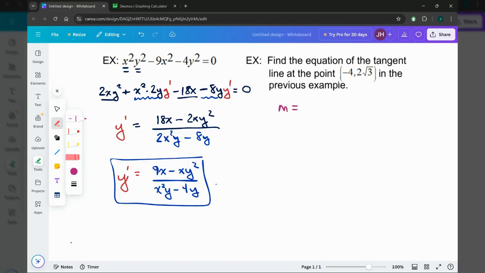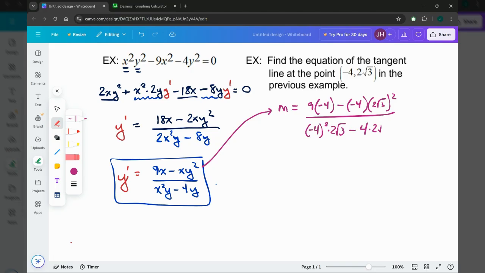Well, the slope is simply to use the derivative and plug in these numbers. So I'm going to take 9 times -4 minus -4 times (2 radical 3) squared, all over (-4) squared times 2 radical 3 minus 4 times 2 radical 3. So on the top, I'm going to get -36. These two negatives cancel, gives me a plus. (2 radical 3) squared is going to be 12. 12 times 4 is 48. It looks to me like the top of this fraction is 12.